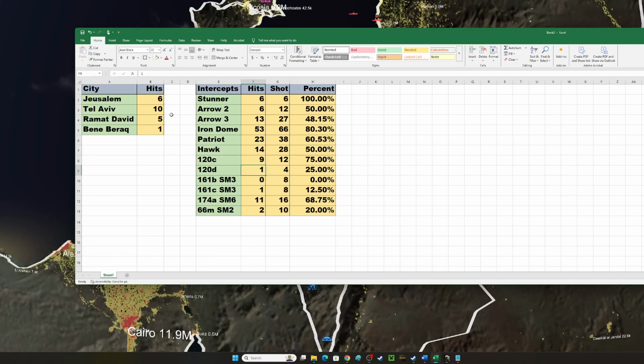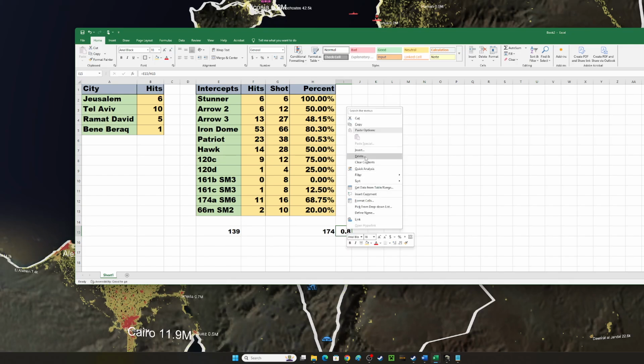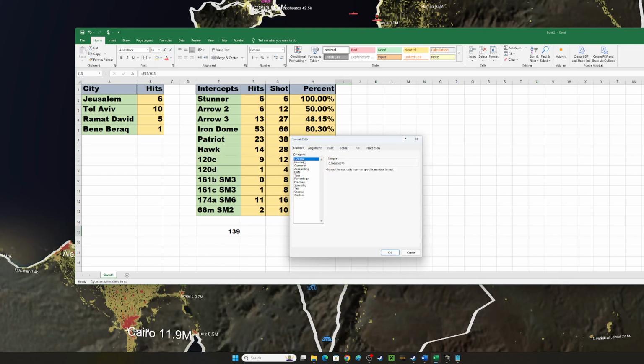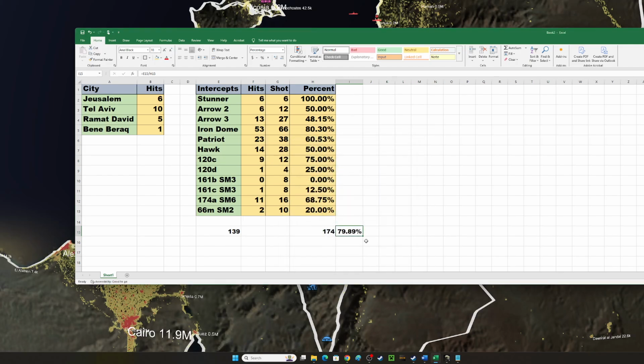So as far as that looks, we say 139 against, what did I say? Let's say, I can't remember, 174. So roughly 80% success rate as far as intercepts go. Actually, just slightly under 80%. Not bad, against, again, real world.